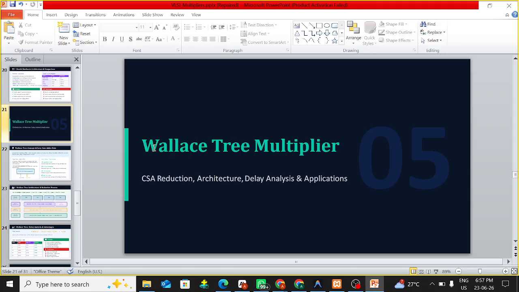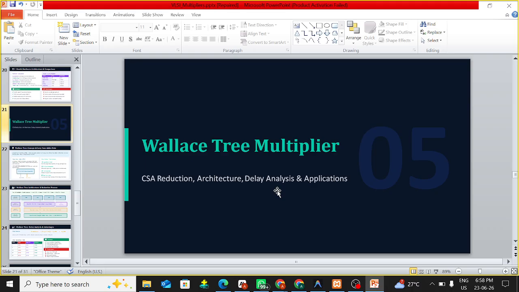But in the Booth multiplier, your adders are reduced. How are your adders reduced? By reducing your partial products. So after learning Booth and array, the next thing is the Wallace tree multiplier. This Wallace tree multiplier is the fastest among all three multipliers. What does it do? It is going to reduce multiplication delay.